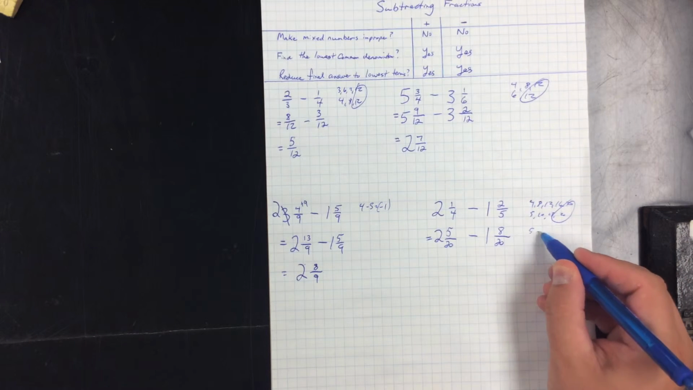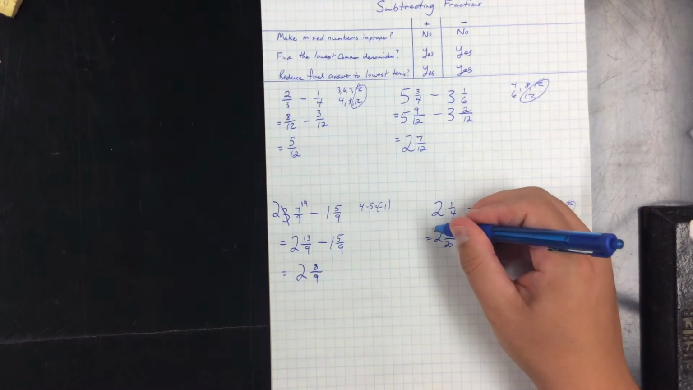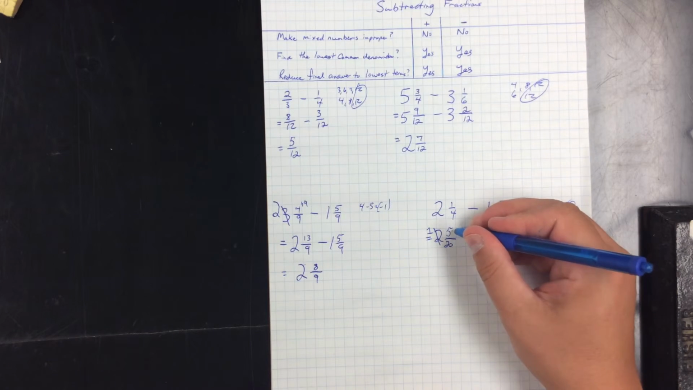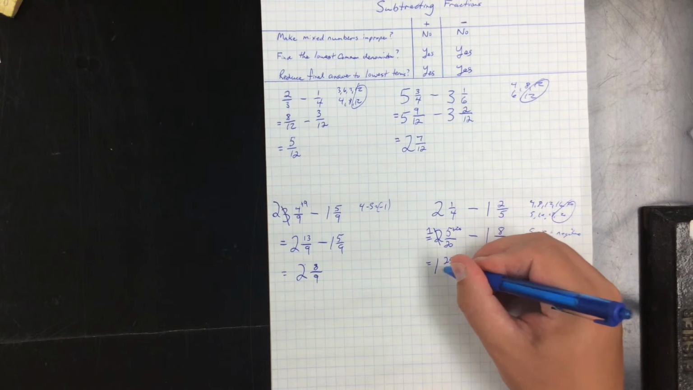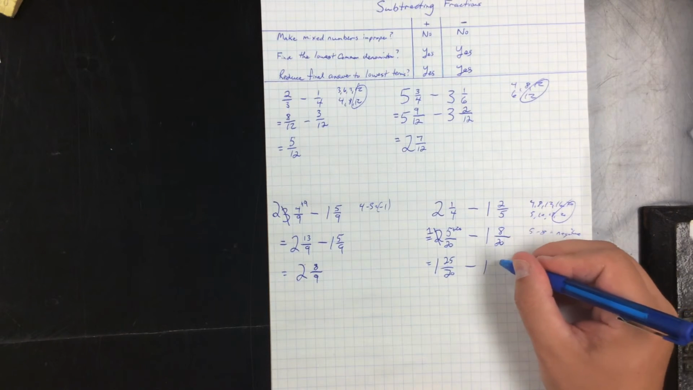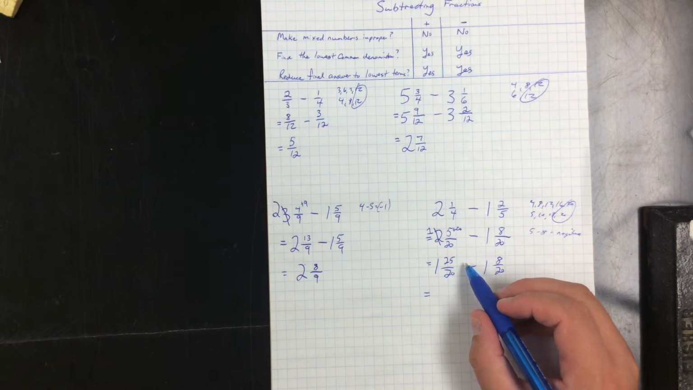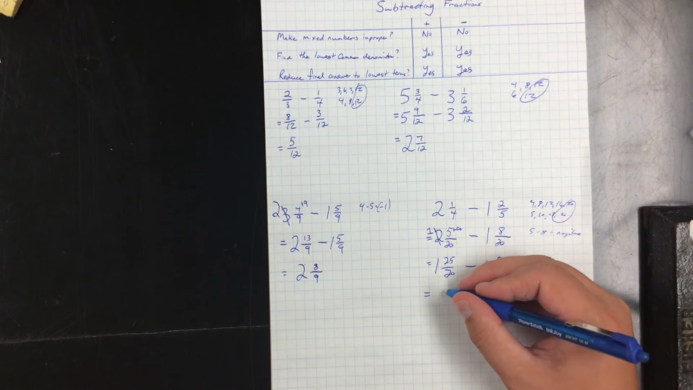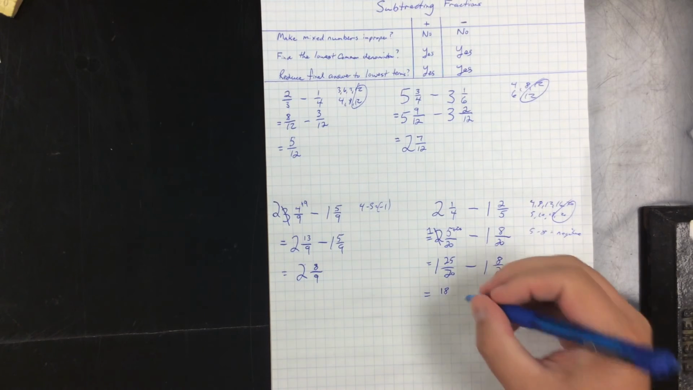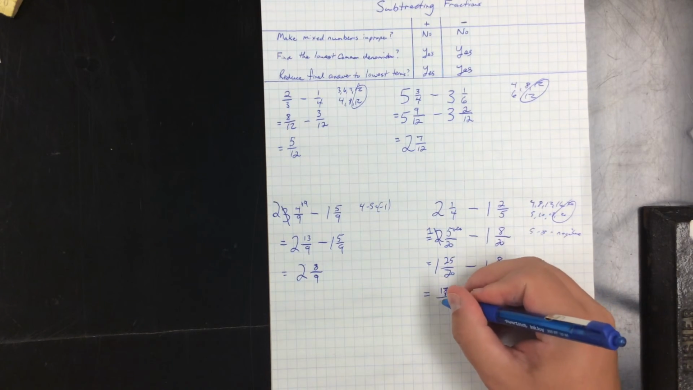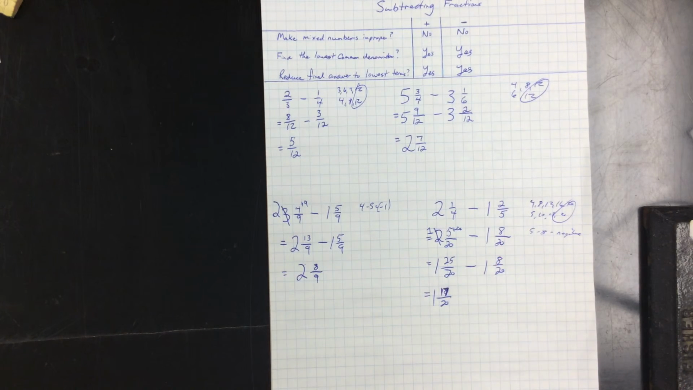Okay, 5 minus 8 is a negative number, which means I have to do my borrowing trick. So I'm going to borrow and make that a 1, and I'm going to add the denominator and numerator together. So I'm going to get 1 and 25/20 minus 1 and 8/20. Okay. 25 minus 8 should give me 17, 20ths, so I end up with 1 and 17/20.